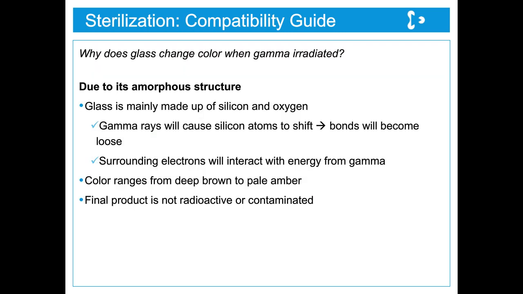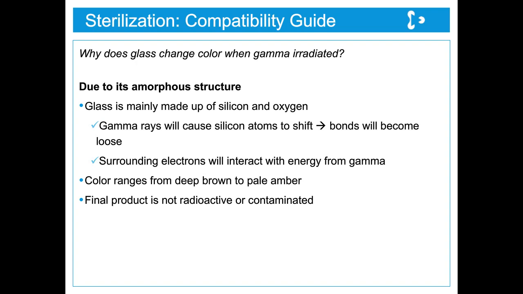I also mentioned that both type 1 glass and type 3 glass can cause color change when gamma irradiated, and that's due to its amorphous structure. Glass, borosilicate glass, or soda-lime glass, since it's amorphous, has bonds and atoms shifting around throughout the entirety of the molecule. What happens is that the gamma rays will cause the silicon atoms to shift, and bonds can become loose. Therefore, the surrounding electrons will interact with the energy from the gamma rays, and it will cause clear glass to become more pale and almost an amber color. However, it's important to note that the final product is not radioactive and it's not contaminated in any way.